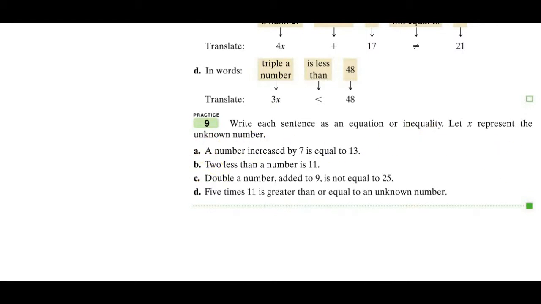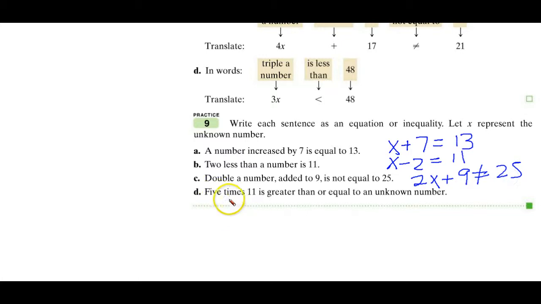A number increased, which is addition, 13. 2 less than a number, there's the number, minus 2 is 11. Double a number, 2x, added to 9 does not equal 25. 5 times 11 is greater than or equal to an unknown number. Okay. And again, I could have put a dot there, but parentheses is a good tool.